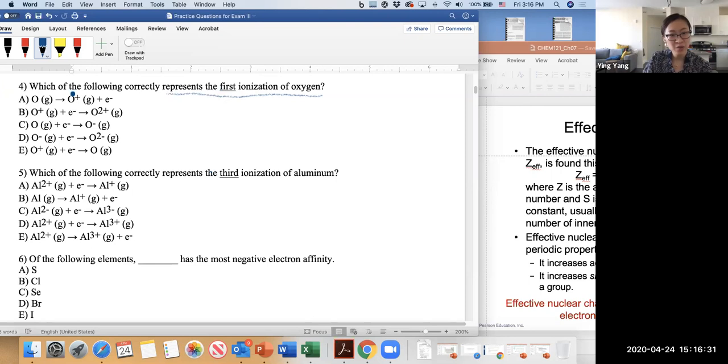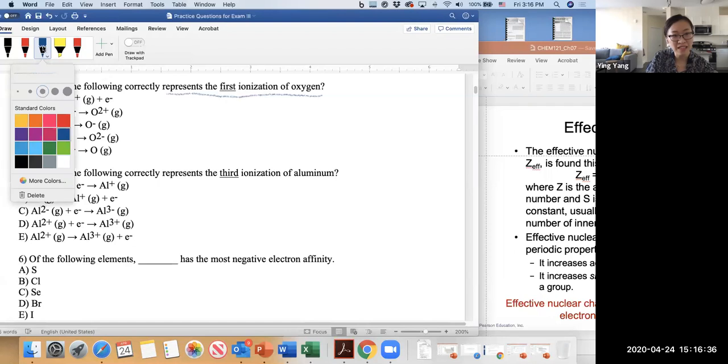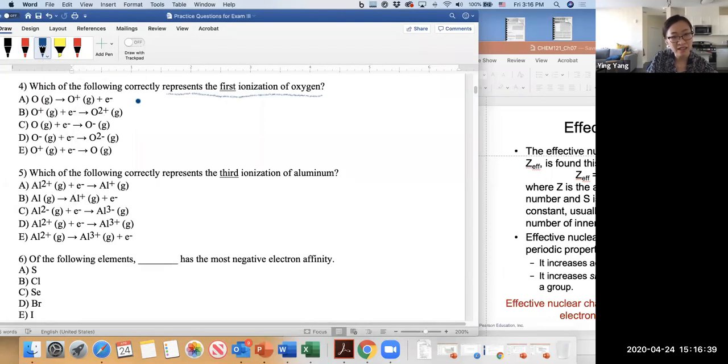So let's take a look at which one represents removal of the first electron, which is the ionization energy. Oxygen in the gaseous state loses 1 electron to form a 1 positive charged ion, and this represents the first ionization energy. Then I'm going to ask you which equation of these 4 represents the second ionization of oxygen, to be more accurate. Which one would it be?